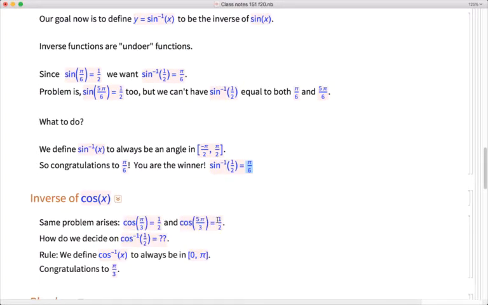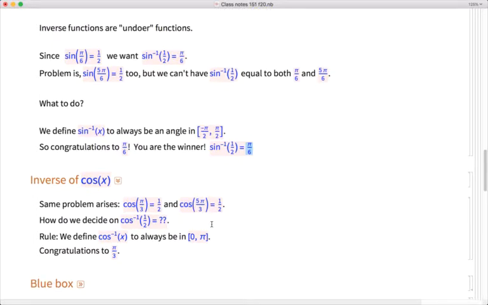Right. So we have the same type of problem for the cosine. In trying to define its inverse, we run into this problem. Like, hey man, we found two different angles that output a half. How can we undo that? Are we going to pick pi over 3 or 5 pi over 3? And this time the convention is we're always going to choose an angle that's between 0 and pi. So this time congratulations goes to pi over 3, and 5 pi over 3 misses out.